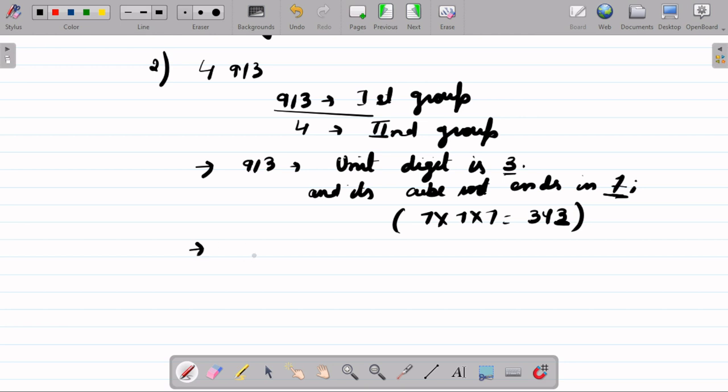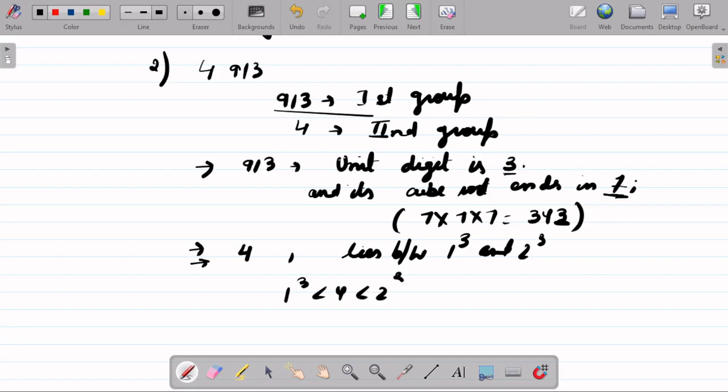Now this thing you need to learn. It will come with practice, okay? And in the second group, 4 lies between 1 cube and 2 cube, right? So we are considering the lower limit here. The tens digit of the cube root is 1, because there is only 1 cube. So the cube root will be 1, right?